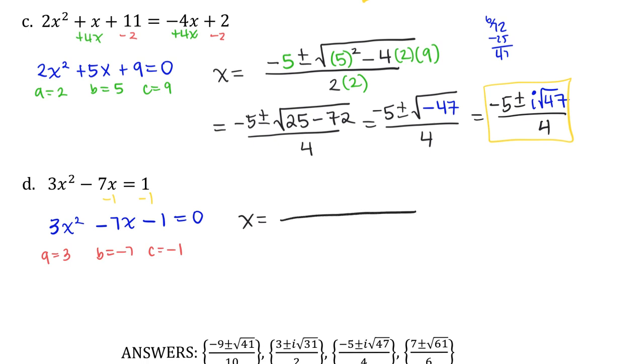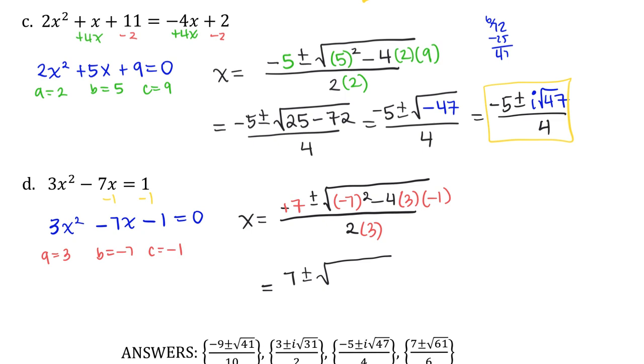So x equals negative b, negative 7, positive 7, plus or minus the square root, b squared minus 4ac, all over 2a. Okay, let's simplify this. I'm going to go lower. Positive 7 plus or minus negative 7 squared. Negative times negative is positive. 7 times 7 is 49. Minus, this is minus 4 times 3 times the minus 1.